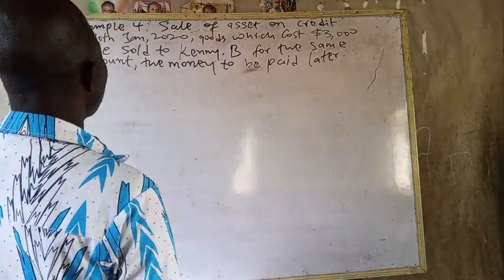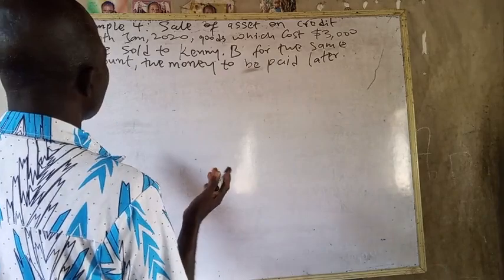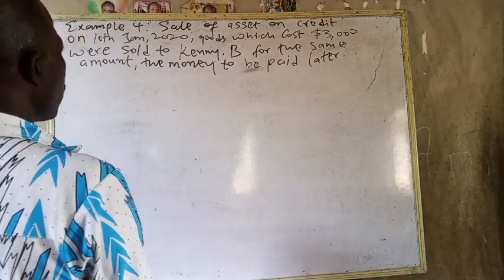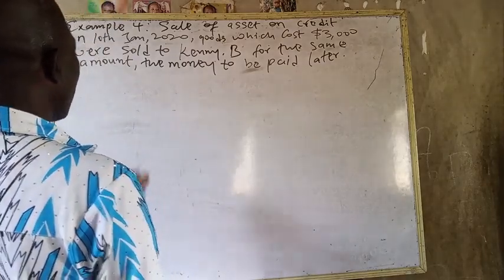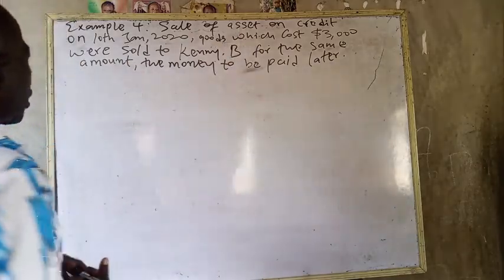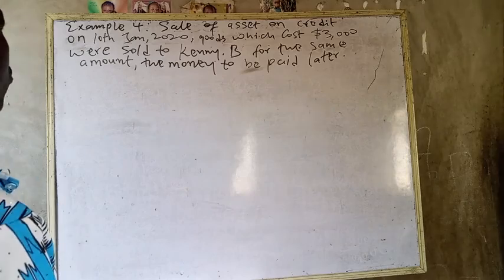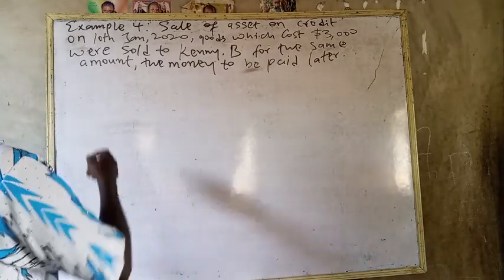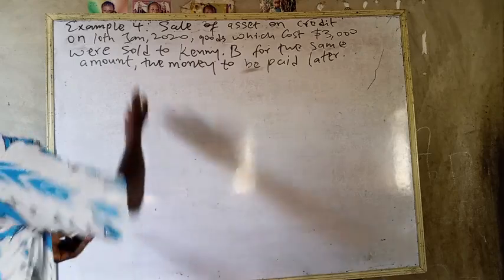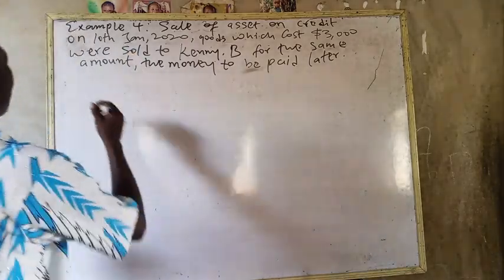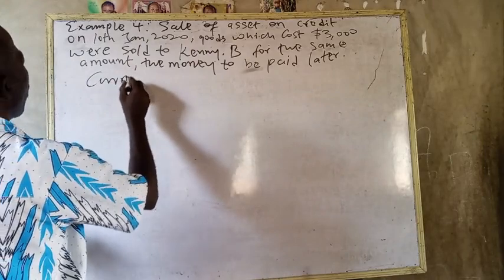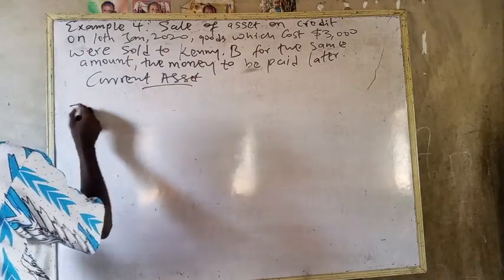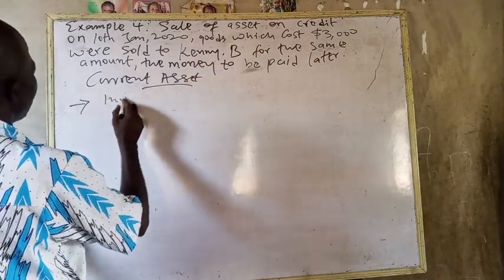So what is the effect of this? It has two effects. One, goods sold on credit. Now we have to affect what? The inventory. And it is sold on credit. This has to affect the current assets also. The two effects here are under current assets, which is still under the balance sheet. Then it affects what? Stock, which is inventory.